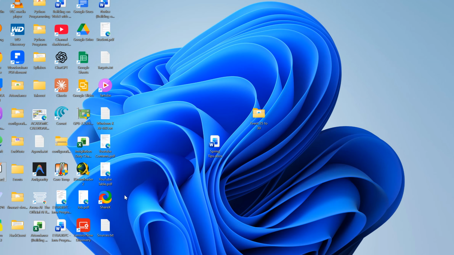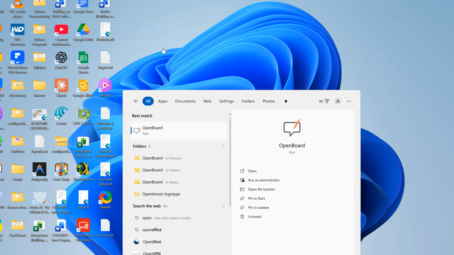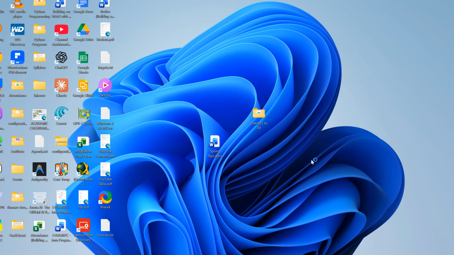Give me a few seconds. I will correct the state transition diagram. Let me see where is the open board. Let me open from here. Okay, open board.